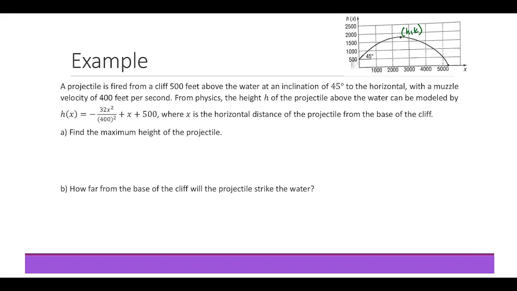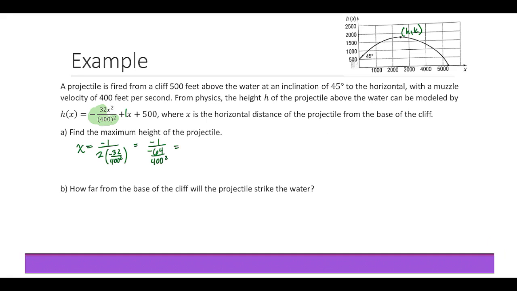So to find the x value of the vertex, I'm going to call it x instead of h because the name of the equation is h. So x is going to be negative b, so the value of b is 1, so negative 1 over 2a. And the value of a is negative 32 over 400 squared, the number that's in front of x squared. So that's negative 1 over negative 64 over 400 squared.